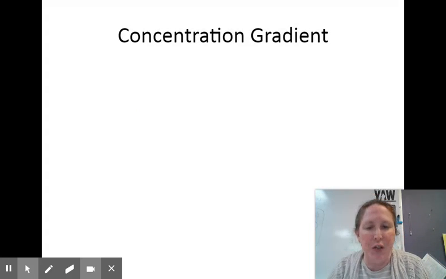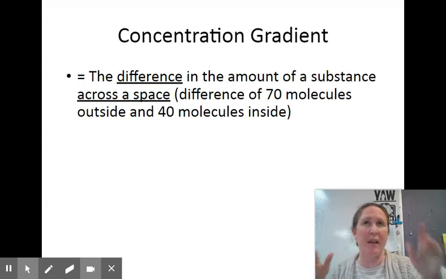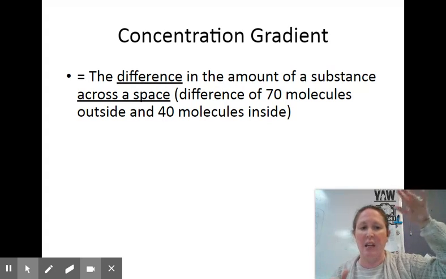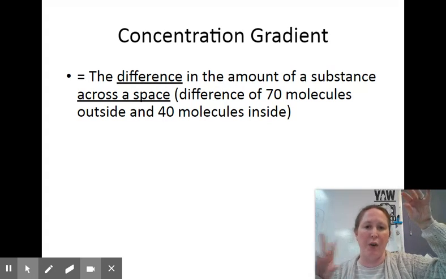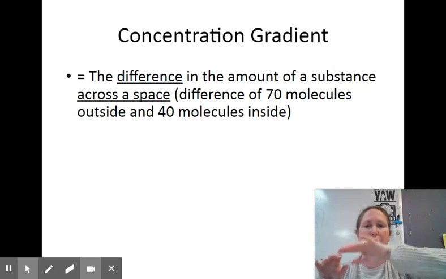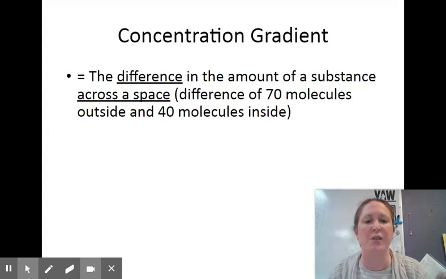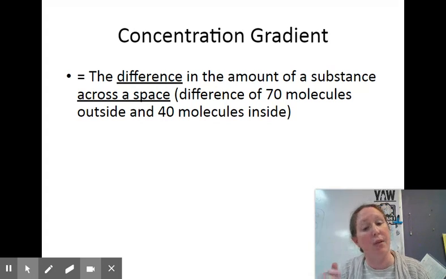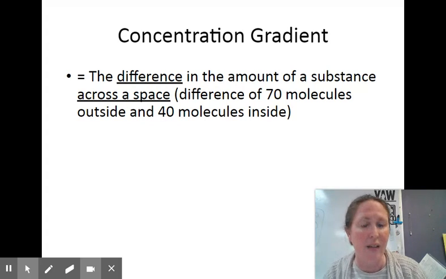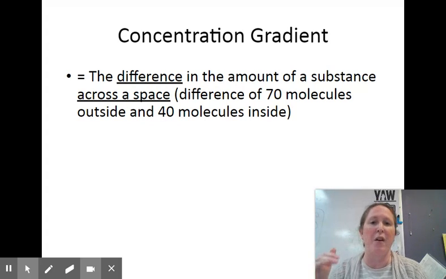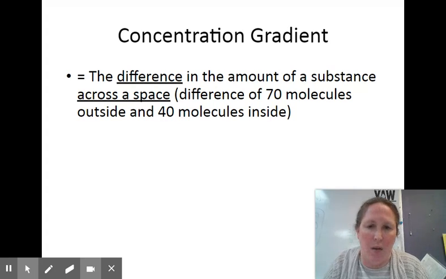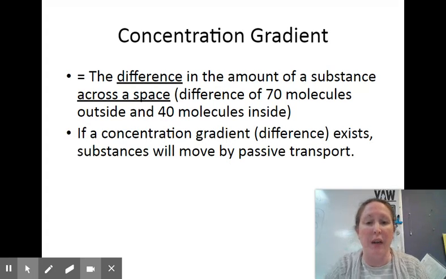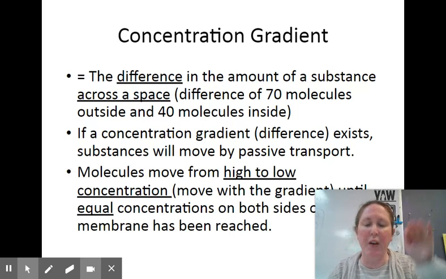That's called a concentration gradient, when there's a difference in the amount of something across a space. The difference between the 70 outside and the 40 inside, that difference across the membrane, would be the concentration gradient. And if a concentration gradient exists, things will move by passive transport, depending on what the molecule is. So if the difference exists, substances will move. They go from high to low until equal. That's it.